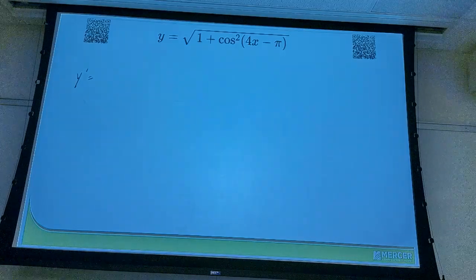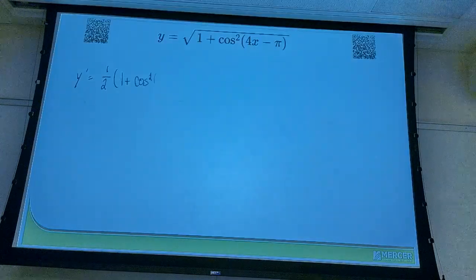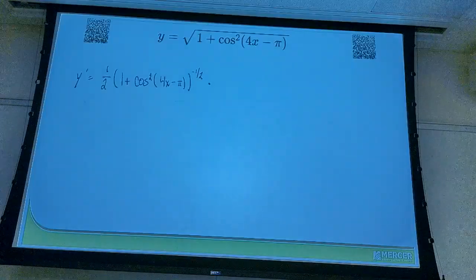Start on the outside, work your way in, just take it one piece at a time. Overall, what's the function? It's a square root, right? So 1/2 times the function, so minus half. Now go in. What kind of function is inside the radical? Sum, so use the sum rule, which says what? Term by term. What's the derivative of 1?